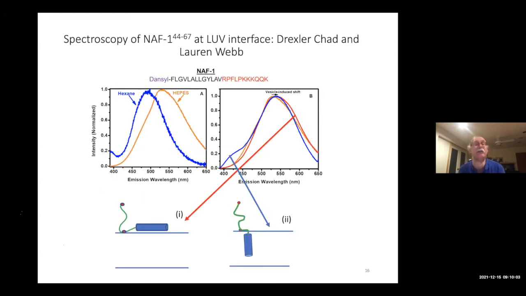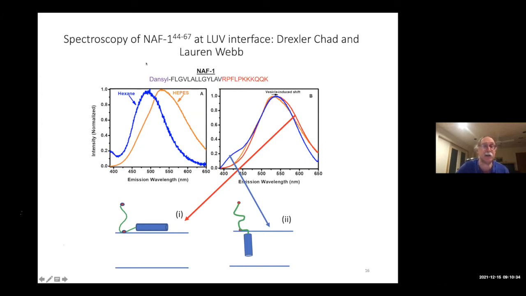We also have some experimental evidence for this, an experiment done by Drexel Chad and Lorraine Webb at the UT Chemistry lab. They took the NAF1 and tried to attach it to a LUV vesicle made of DOPC. They are very, very stable. It's very hard to permeate, but at least they can see clearly the first step of the permeation.